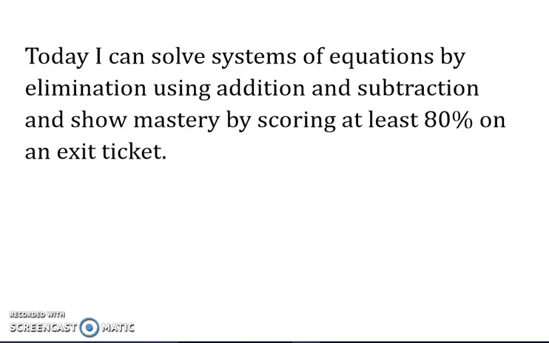Welcome. Today we're going to be focusing on solving systems of equations using elimination, and we're going to focus on the adding and subtracting aspect of it. We're going to show mastery by scoring at least an 80% on our exit ticket in class tomorrow.